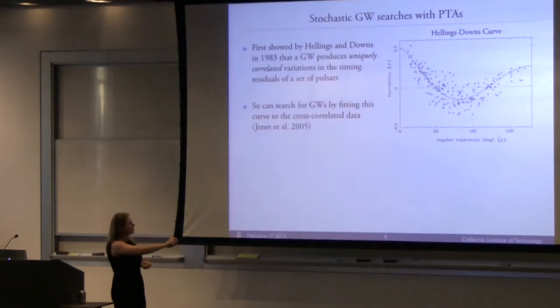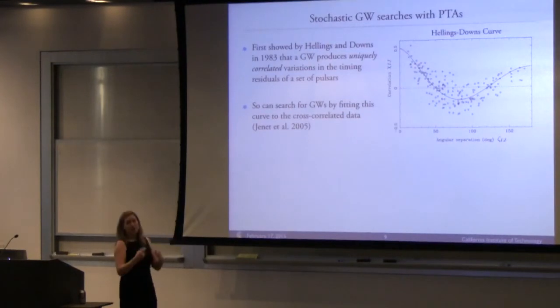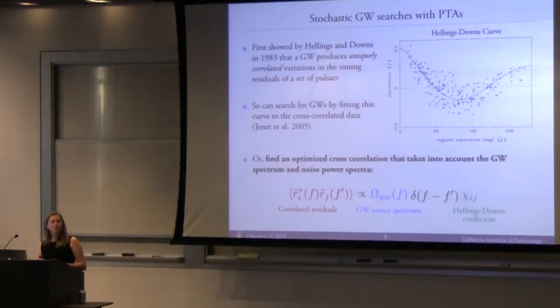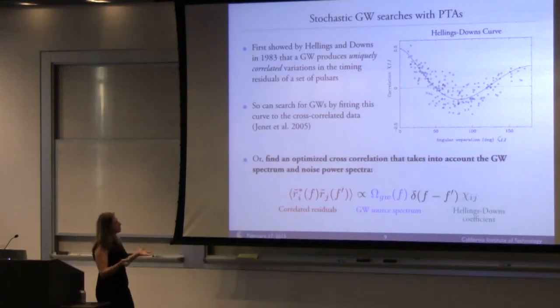And that's what this plot is from. This is actually a plot from this paper by Chenandoff in 2005, where they said, okay, I have some data. Let me try to fit this curve to it. If the curve fits, maybe I have a gravitational wave there. But it's not really the most robust way to do this, perhaps.